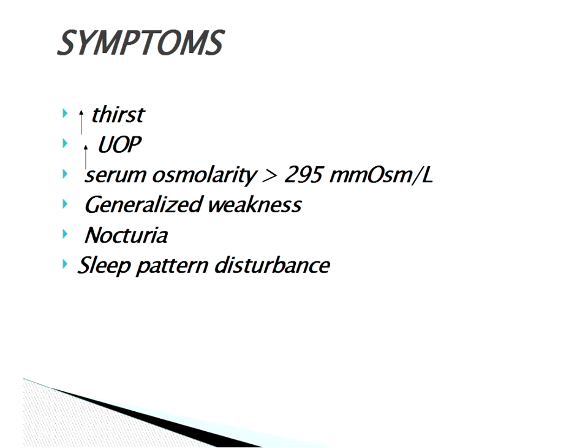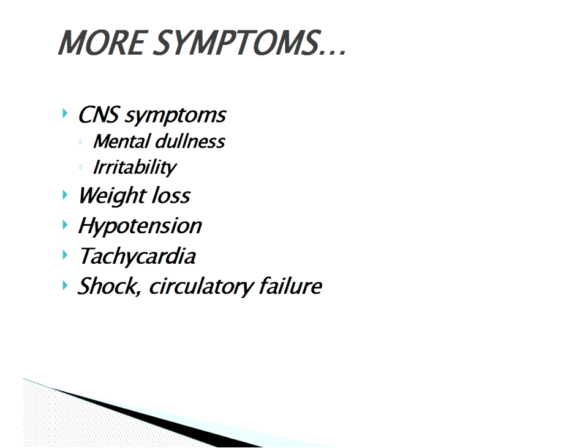But here are the symptoms, whether it's central or nephrogenic or the other one. They are incredibly thirsty. They have a very high urine output. They have a very high serum osmolarity, which makes sense since they're peeing off their fluid, and now they've got a lot of osmoles left around. Generalized weakness due to the fluid loss. Nocturia due to getting up so much at night to urinate, and of course sleep pattern disturbance.